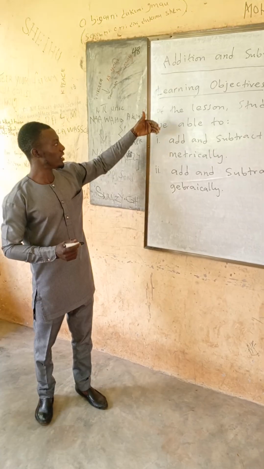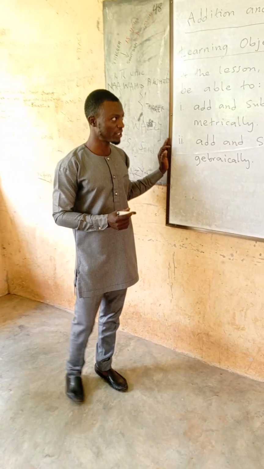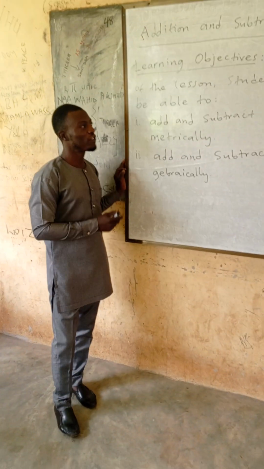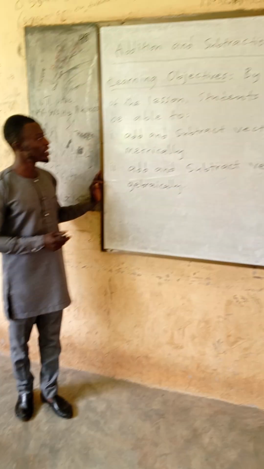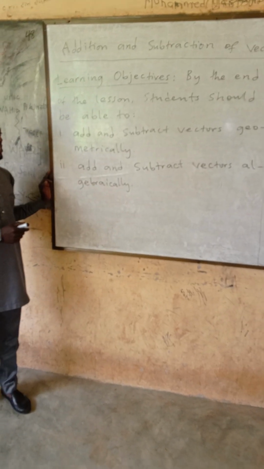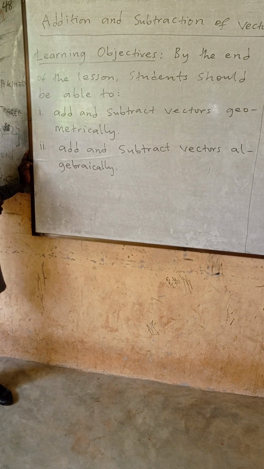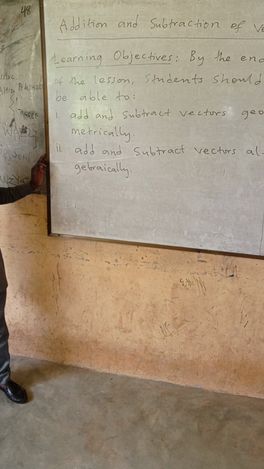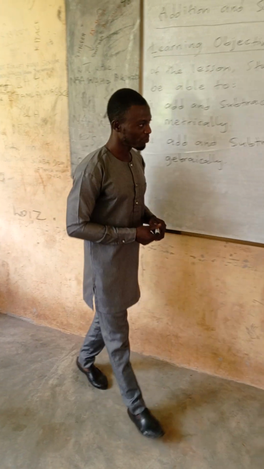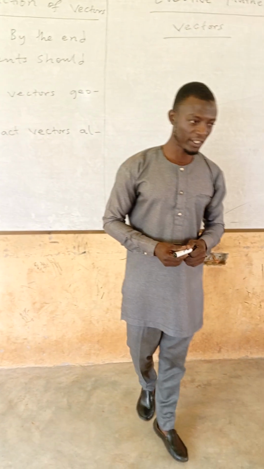But before we do that, let's consider the learning objectives. By the end of the lesson, students should be able to: 1. Add and subtract vectors geometrically. 2. Add and subtract vectors algebraically. Good. So we are going to begin with our first objective.